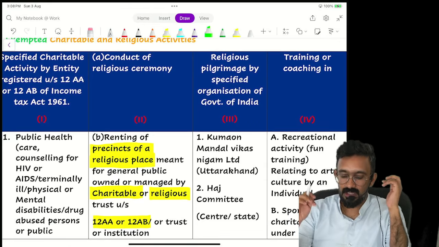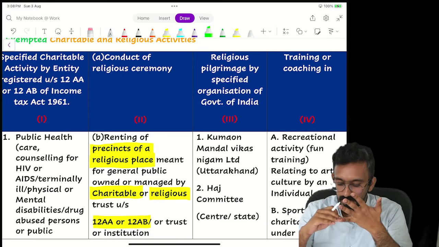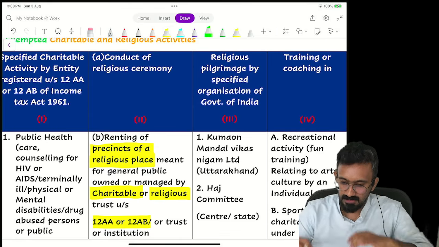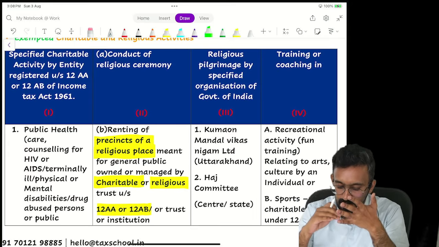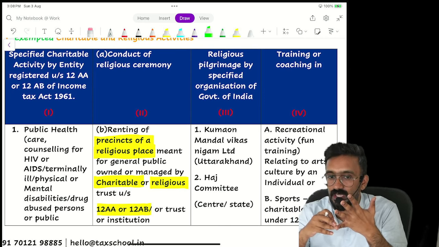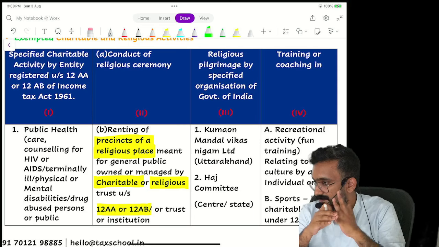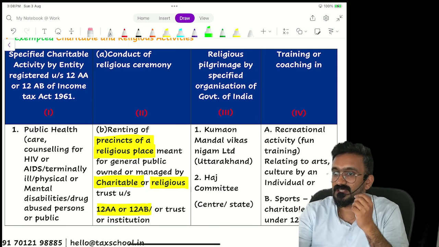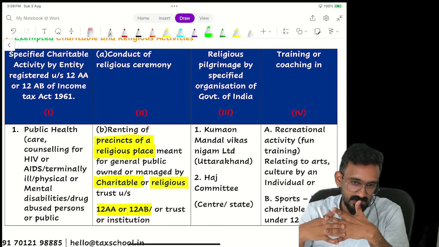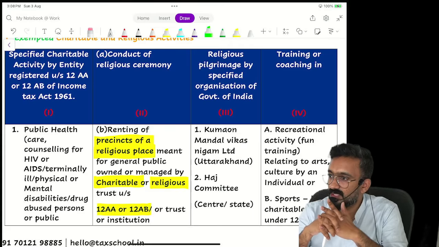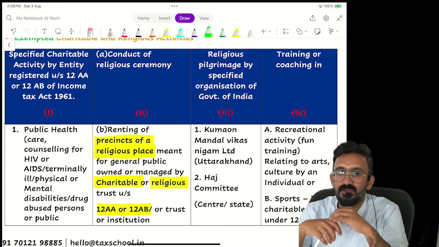Next. The third one is religious pilgrimage. Let's look at religious pilgrimage by specified organizations of the Government of India. And this is a specific understanding that we need to have. Now let's first interpret what kind of an exemption it is. What combination of exemption are we talking about?